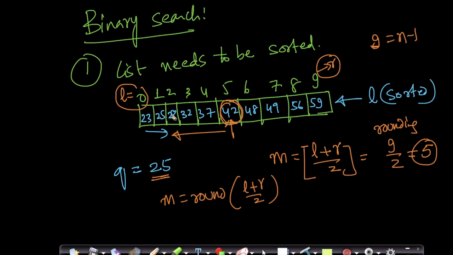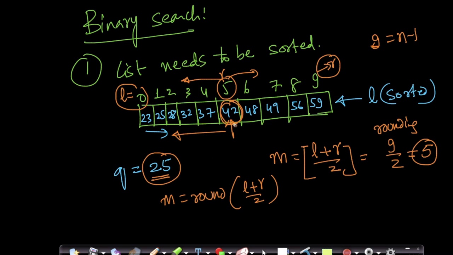If 25 exists in this array, it has to be between 0 and 5, because everything above 5 is a number greater than or equal to 42. So if my 25 exists in this array, it has to be on the left of index 5. So what I'll do now is change my R to 5. Left and right basically tell me which part of the array this element can lie in, if it exists. This is the left of the subarray that I'm interested in, and this is the right.